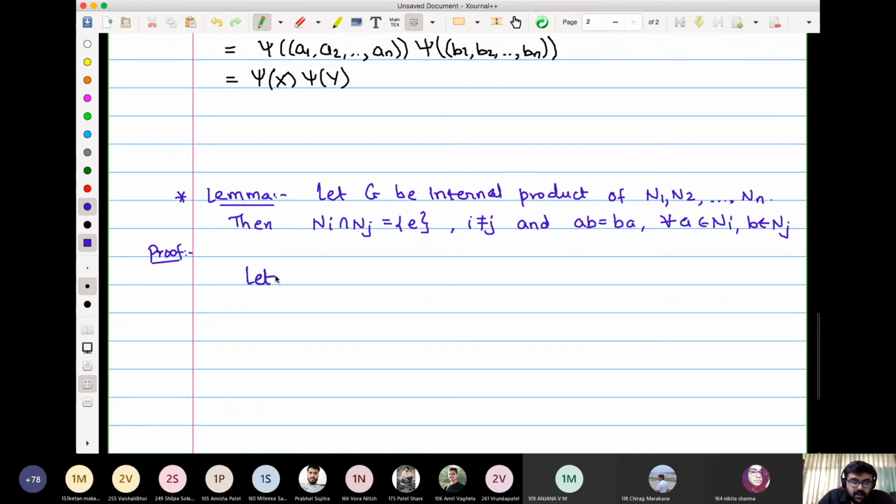So how do we prove this? Any idea? How do we prove that NI intersection NJ is identity? Yes, Chirag?